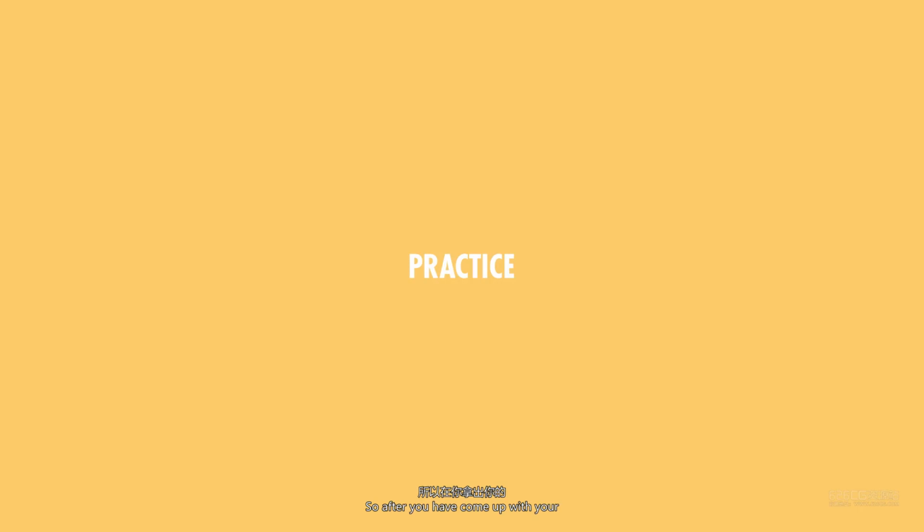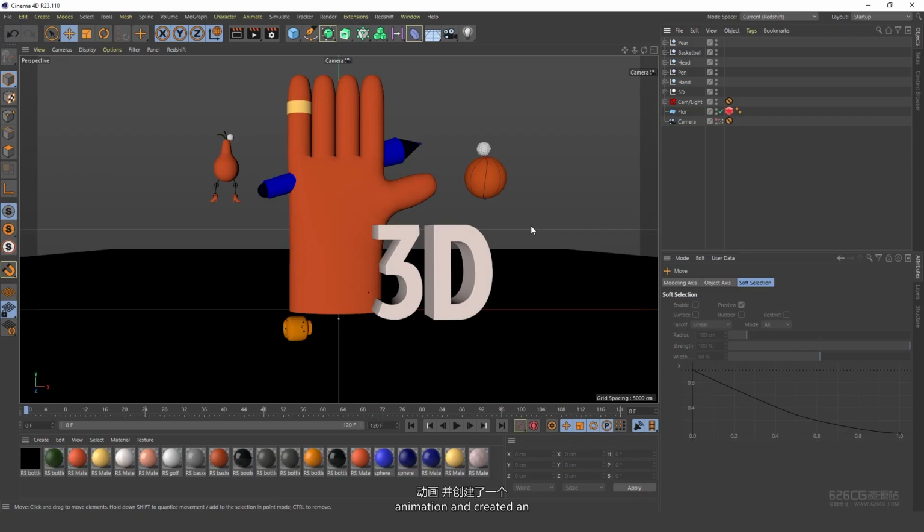So after you have come up with your animation and created an animatic, you can proceed to the animation of the scene itself. We have moved to a composition in which all objects are already positioned correctly. The light is adjusted and the materials are added. There is a camera and everything is ready for animation.